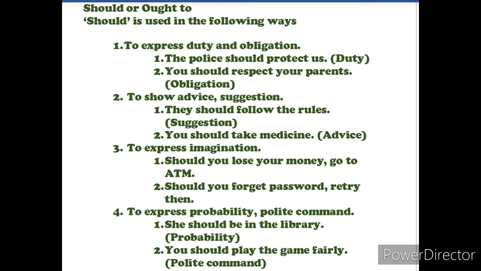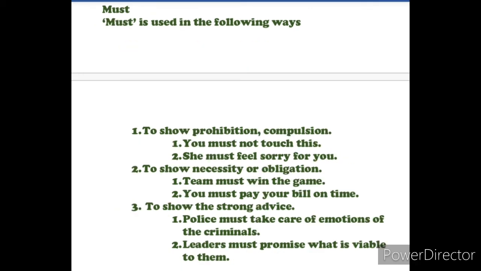Then now the next modal is must. Must is used to show prohibition, compulsion. For example, you must bring your ID card while going for the examination. So here is the compulsion. Then you must not touch this. Here is the prohibition. Then must is also used to show the necessity or obligation.